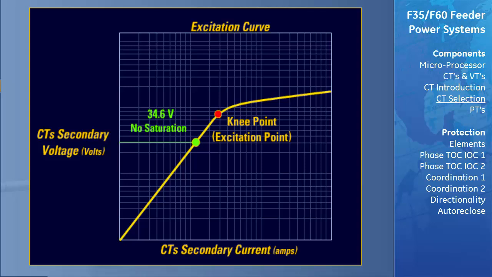If the factors affecting the burden were ever to change, or a higher fault current is measured, these calculations must be repeated to ensure the CT does not saturate.